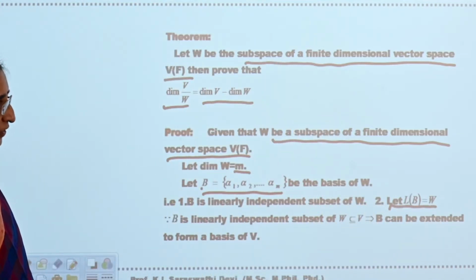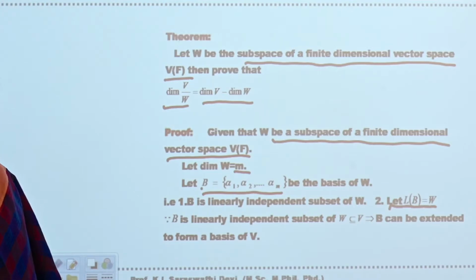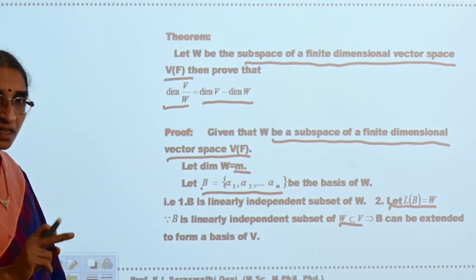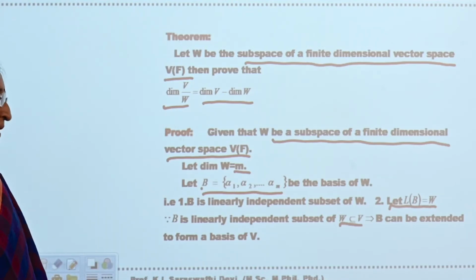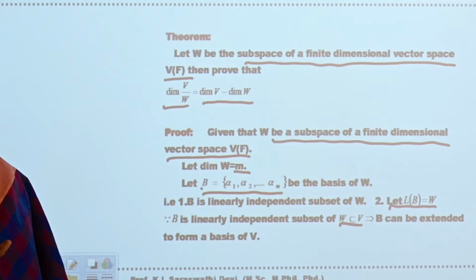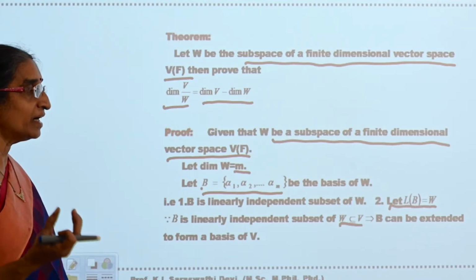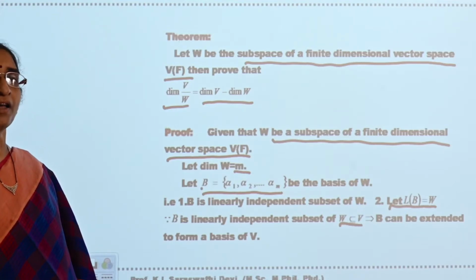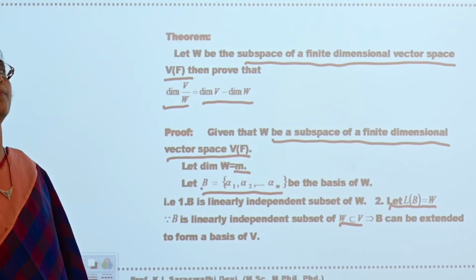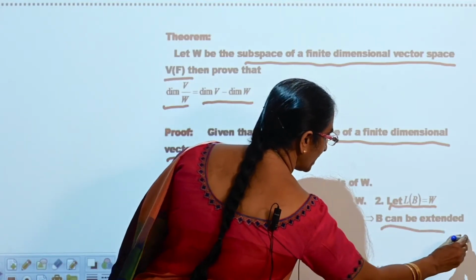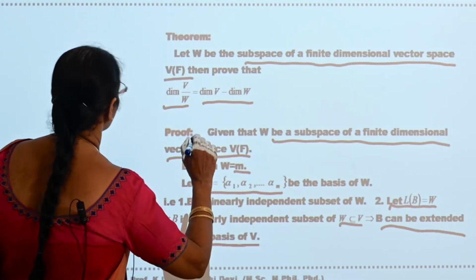Is it clear? Okay. What is W? W is a subset of V. And B is a linearly independent subset of W. Being a linearly independent subset of W, B will be a subset of V. So B is a linearly independent subset of V. According to the extension theorem, either B itself will be a basis or B can be extended to form a basis. Here you have taken that B can be extended to form a basis of V.